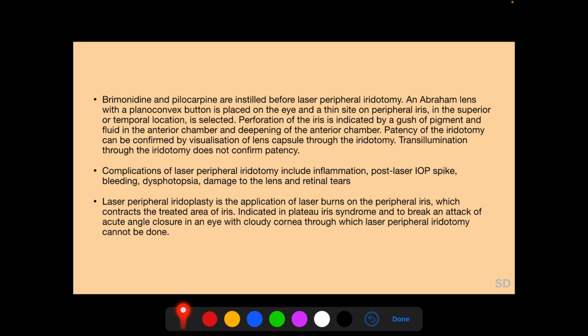Complications of laser peripheral iridotomy include inflammation, post-laser intraocular pressure spike, bleeding, dysphotopsia, damage to the crystalline lens, and retinal tears. Laser peripheral iridoplasty is the application of laser burns on peripheral iris which contracts the treated area of iris. Laser peripheral iridoplasty is indicated in plateau iris syndrome and also to break an attack of acute pupillary block angle closure in an eye with cloudy cornea through which laser peripheral iridotomy is not possible.